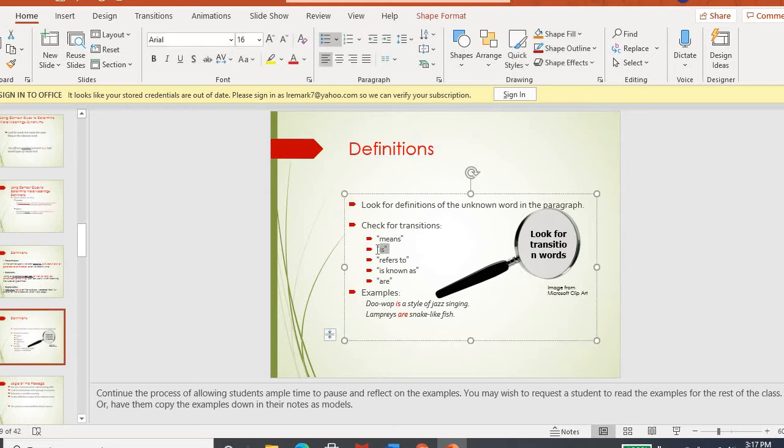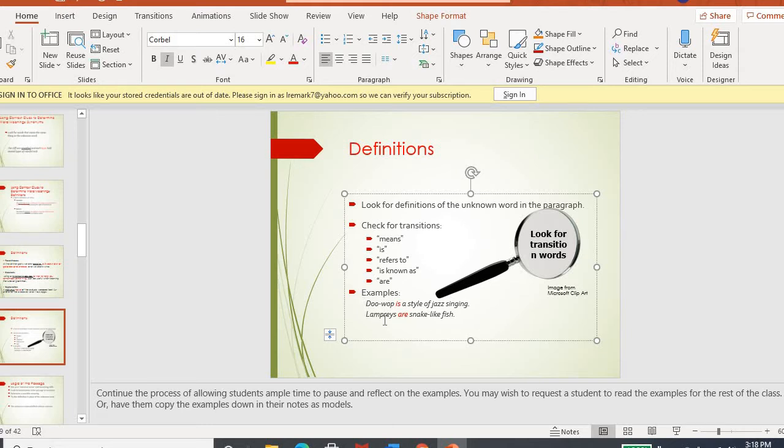I always like to say like is one of the most powerful words in our language because sometimes it follows like a clue. It gives a clue right afterwards. So for instance, doo-wop, if you're like, I don't know what doo-wop is, it says doo-wop is a style of jazz singing. Such a small, insignificant word, seemingly, but it's actually really powerful because it's telling you right away what the definition of that word is.